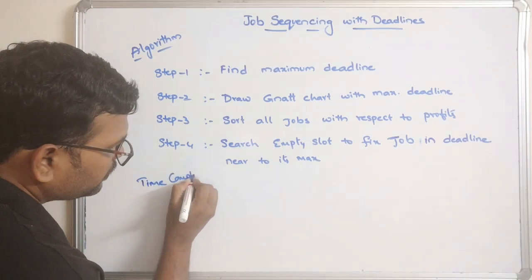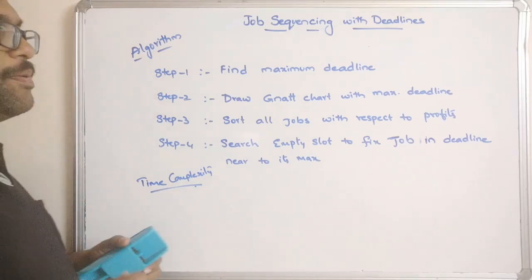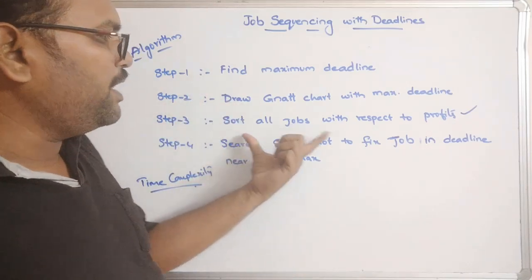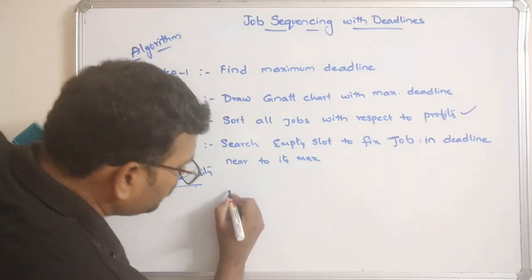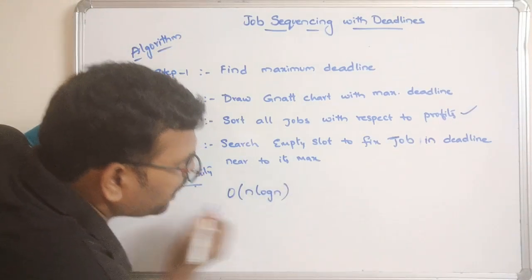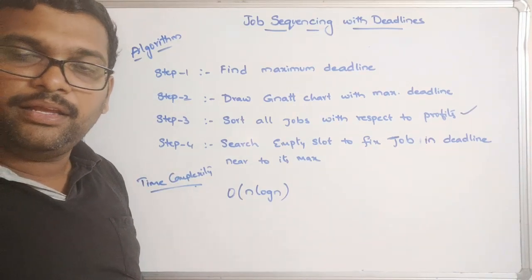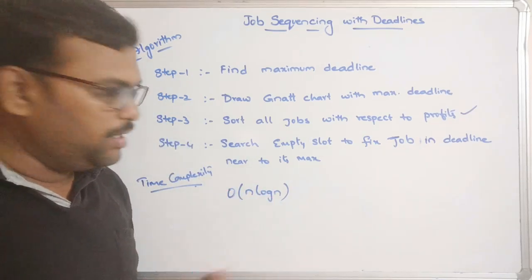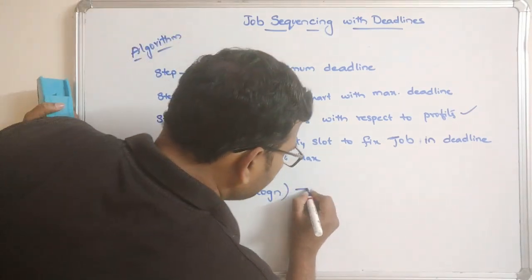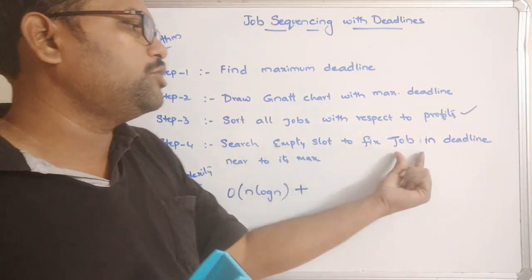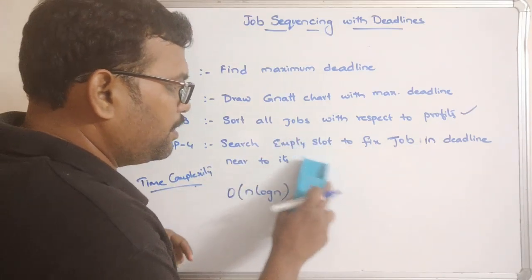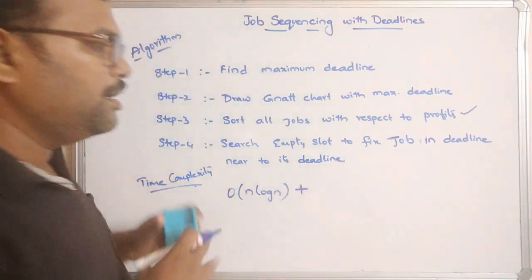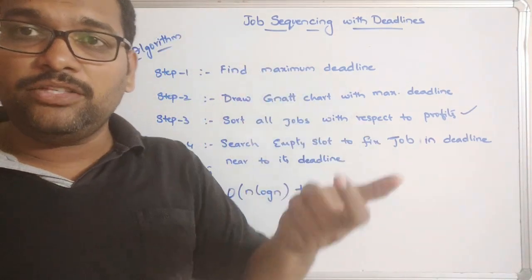So here, the time complexity for this one. First we are going to sort. Only 2 steps. Sorting all the jobs with respect to the profits will give the order of n log n. We can apply any sorting mechanism, quick sort or bubble sort, anything. I'll go with quick sort, because we have seen in our previous sessions, by using divide and conquer, it will be order of n log n. Plus, what we are doing, searching for the empty slot to fix the job in a deadline near to its deadline. So how many searches do we have to do?